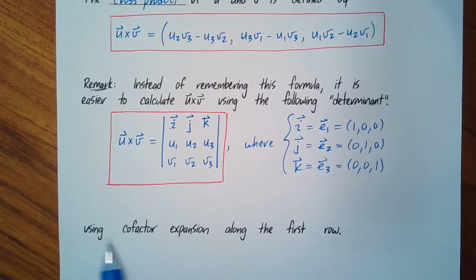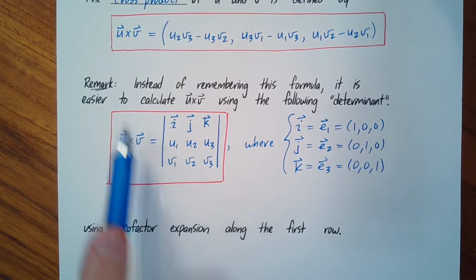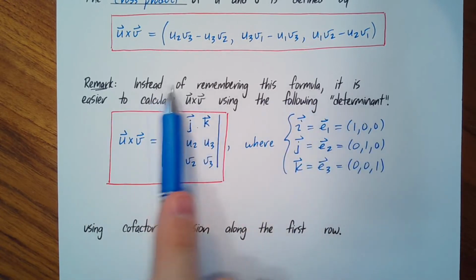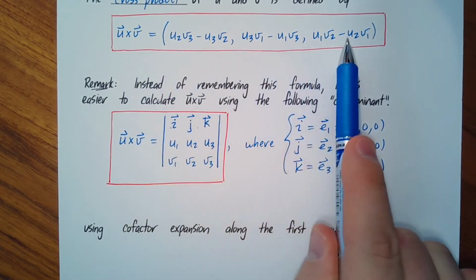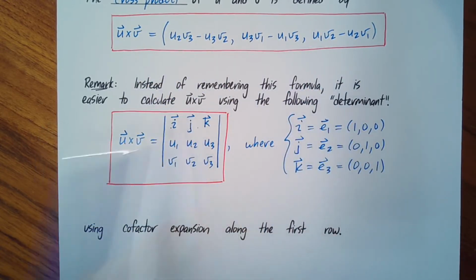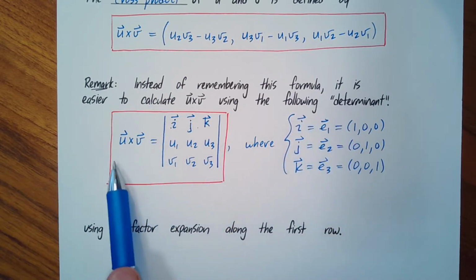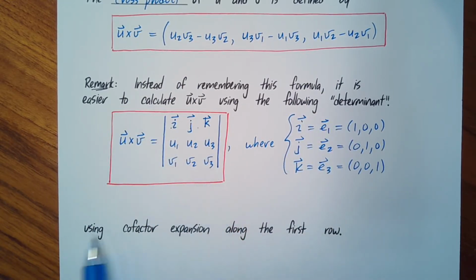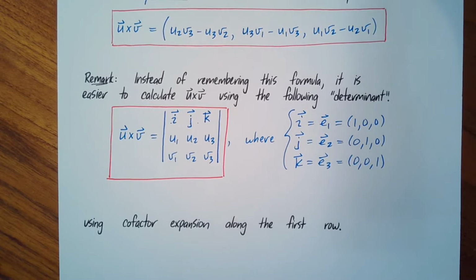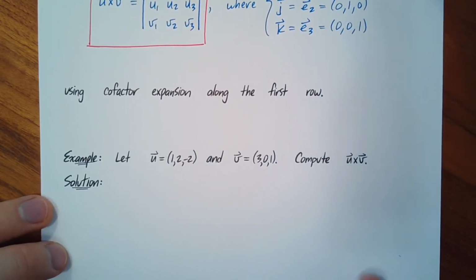And the last little bit here that I didn't quite finish the sentence, right? How does it work here? Instead of remembering the formula up here, it is easier to calculate the cross product of u and v using the following determinant that I've written down here. And then at the very end, we finish the sentence using cofactor expansion along the first row. So I'll show you what I mean by that by computing an example.